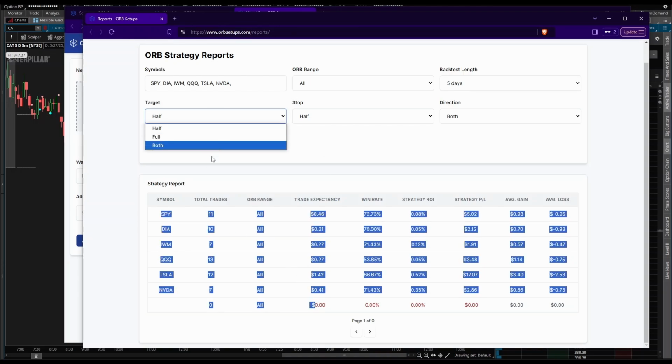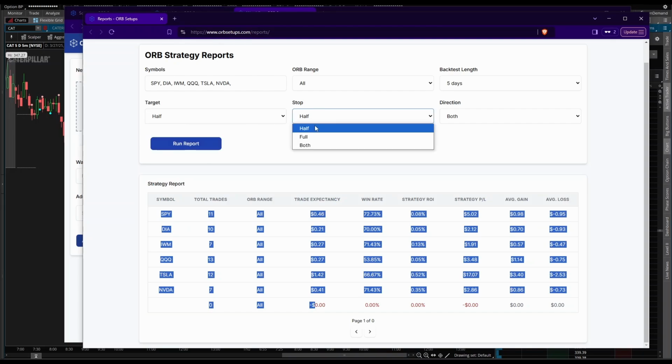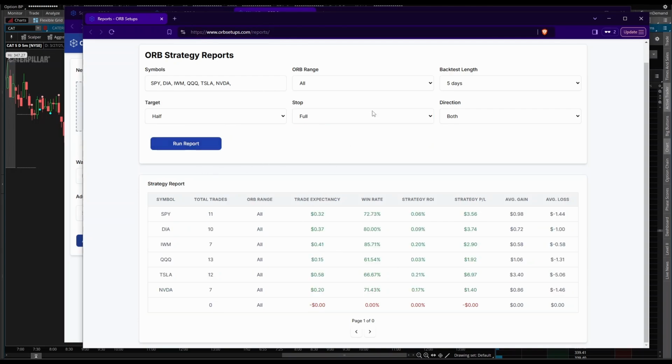You can then run the different permutations. If you remember, we were looking at the half range target and the full range stop for the Caterpillar trade. I could rerun this and see, well, how did this particular strategy perform? You could then split this up, longs, shorts. This is a quick way to query the database and really get a feel for what has been the overall backtest for a small list of symbols.